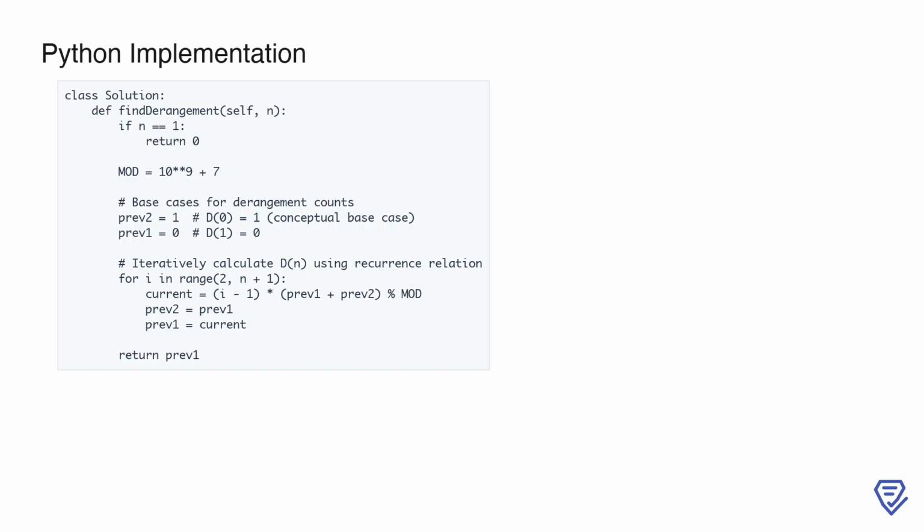4. Iterative calculation. Using a for loop, we compute the derangements iteratively from 2 up to n. At each step, we calculate current using the recurrence relation and update the previous values, previous2 and previous1, accordingly. 5. Return result. After completing the loop, previous1 contains the value of d[n], which is returned as the result. This approach is efficient with a time complexity of O(n) and a space complexity of O(1), since we only store the last two computed values. This makes the solution suitable for large inputs up to the constraint limits.